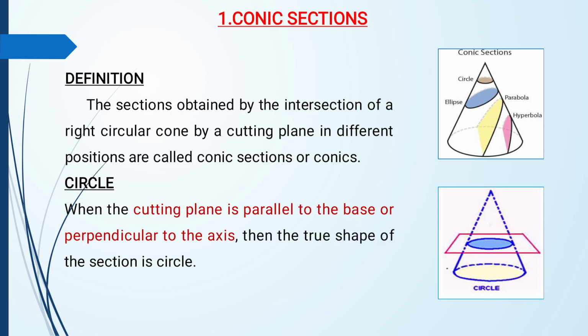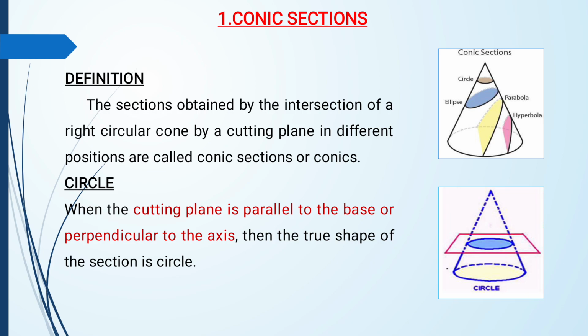Let me see one by one. First, a circle. How can the circle be formed? Look at the diagram. In the diagram, the imaginary cutting plane is parallel to the base or perpendicular to the axis. Again, the cutting plane is parallel to the base of the cone or perpendicular to the axis. Both sentences are the same. Then the true shape of the section is called a circle.